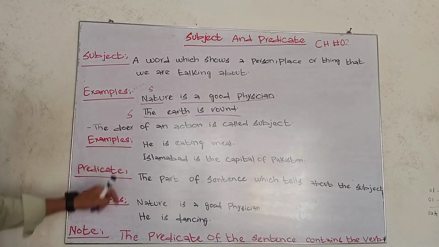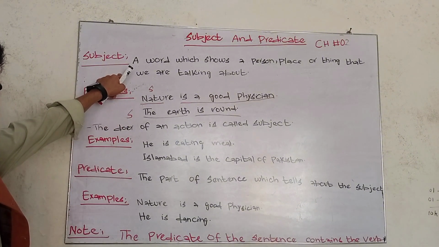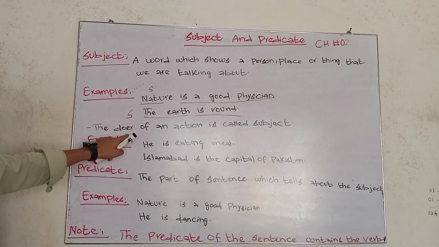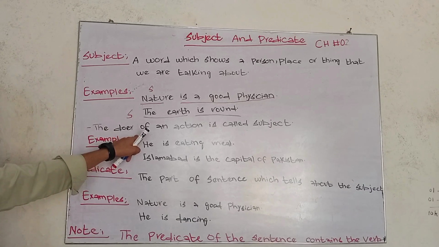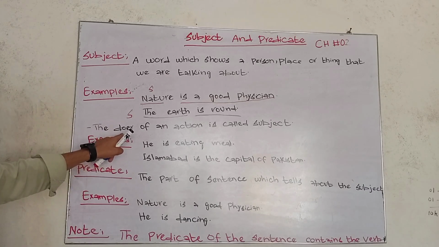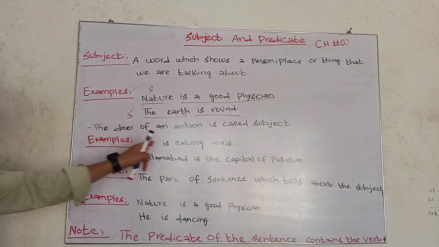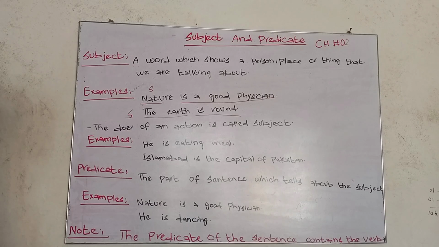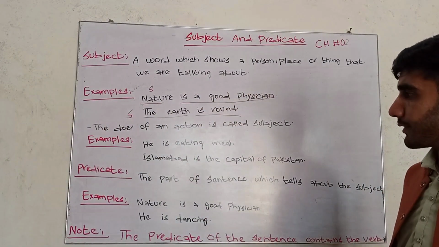Okay. When we were studying the lower level definitions, this is the universal definition, and that was the definition for kids. When we were students of the middle class, we said that the doer of an action is called the subject. If you think about this statement, the doer of an action is called the subject.